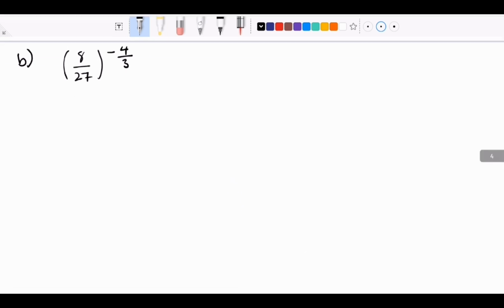Coming on to this one now, first of all, this is what I know. I know that 8 could be written as 2 to the power of 3, right? And 27 could be written as 3 to the power of 3. Okay, so using this, let me put that aside.